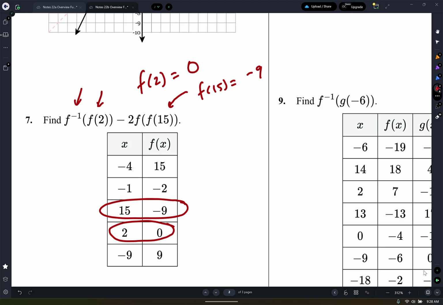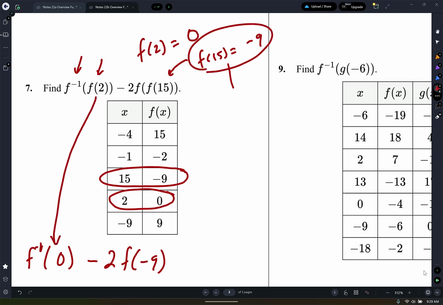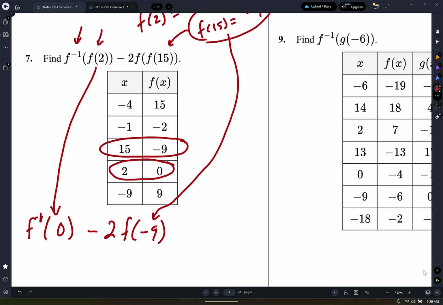All right, so here's what I have. I have inverse of 0 minus 2 f of -9. All I did was plug in, guys. F of 2 was 0, and I plugged that in right there. And then f of 15 was -9, and I plugged that in right there. Are we still okay? Nothing crazy, right?